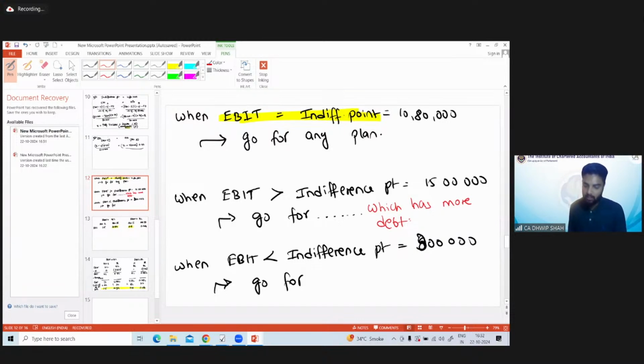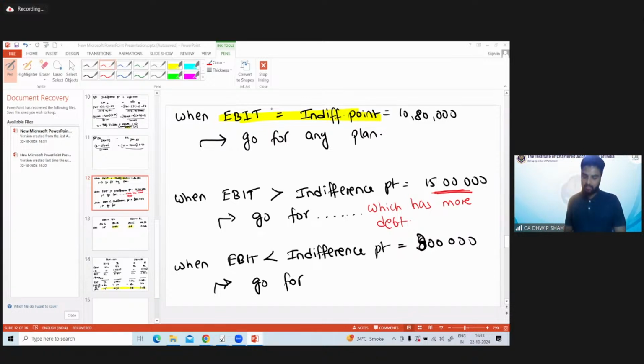Are you getting this? So when EBIT is greater than indifference point, means can I say the earnings is very high, then you can go for higher risk. That is nothing but financial risk. Yes or no? Debt is nothing but financial risk, because with debt comes interest, and with interest will come financial leverage, which is nothing but financial risk. So if you have good earning capacity, then take the risk. Your EPS would be high.